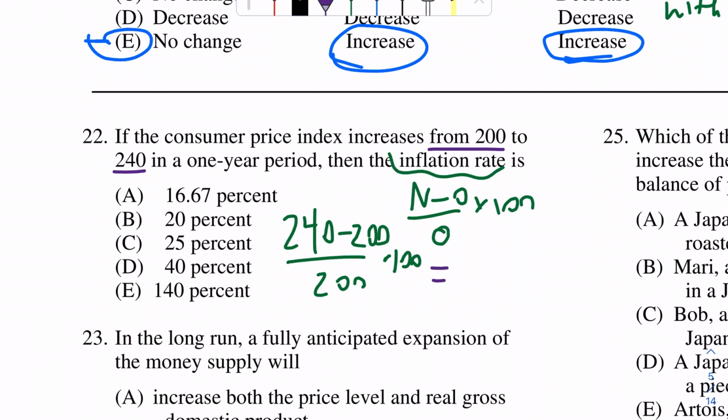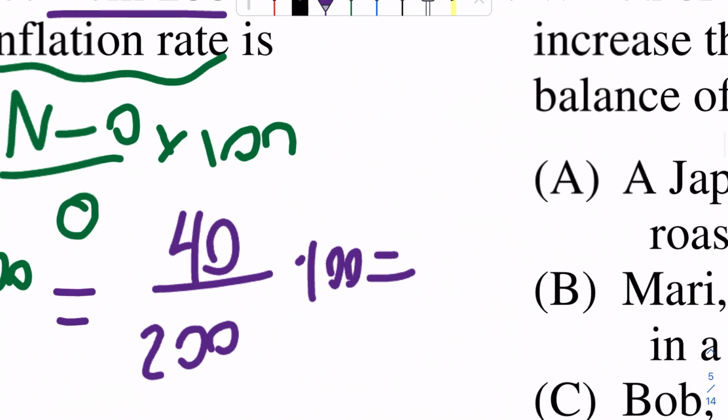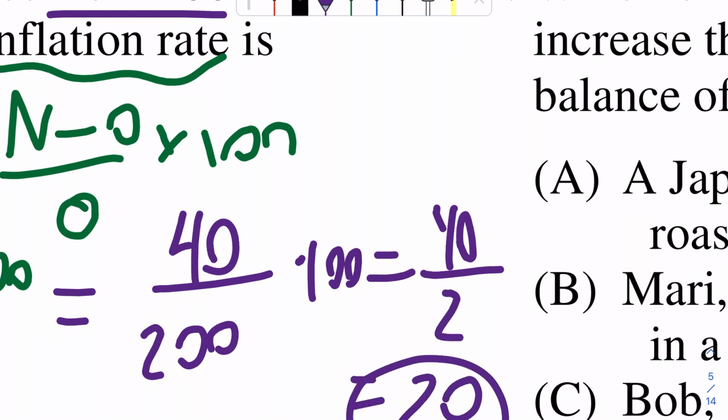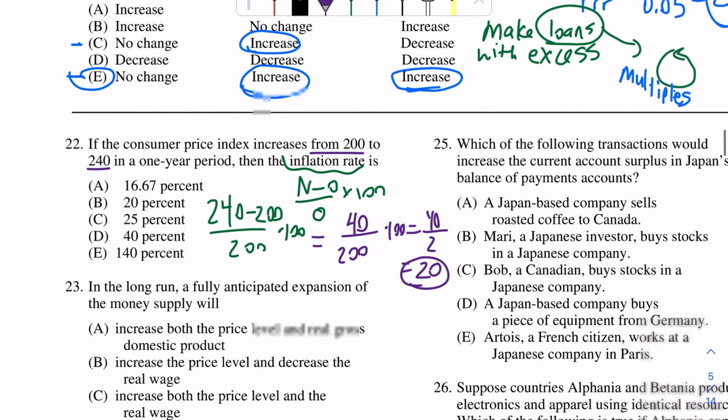So if we did the math here, that would be 40 divided by 200 times 100. So then that would become 40 divided by 2, which would be 20. Okay? So therefore, 22 is B. 22 is B. New minus old divided by old.